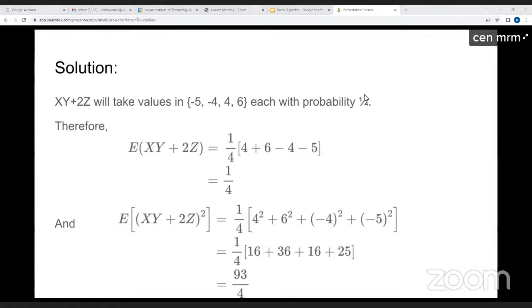Uniform random variable. Yeah, there's a lot of noise in the background.